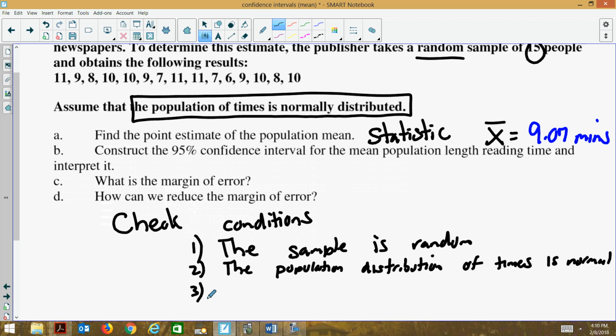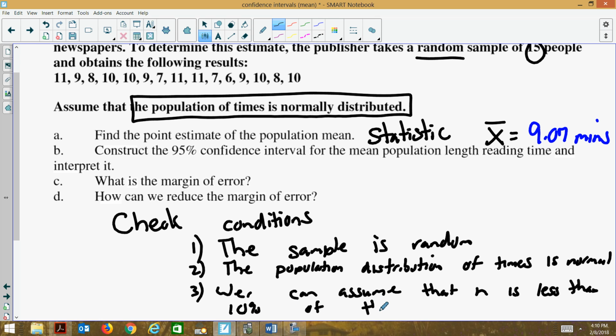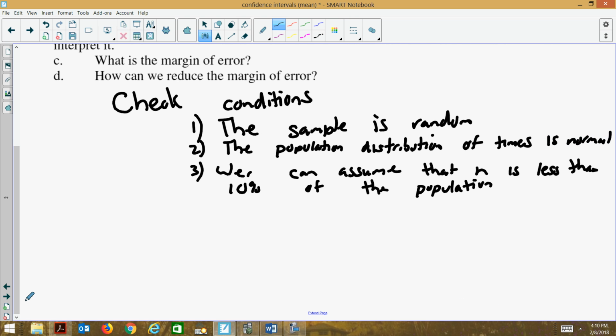And the last thing, we can assume that 15 people is less than 10% of all people who read a newspaper. It's less than 10% of the population. So we can now perform a confidence interval.